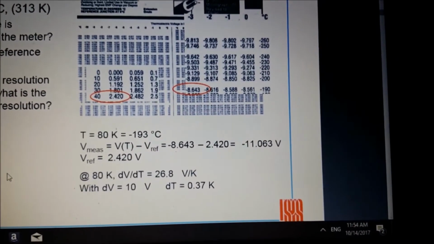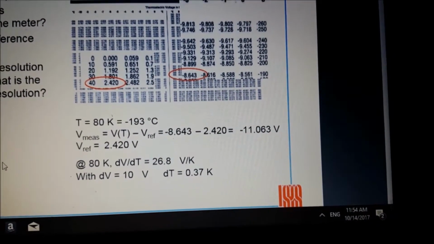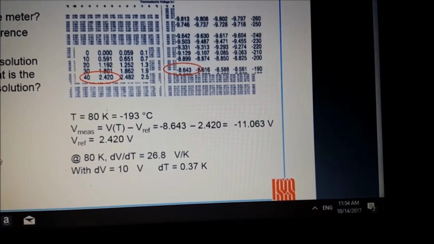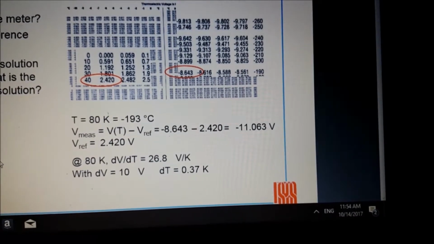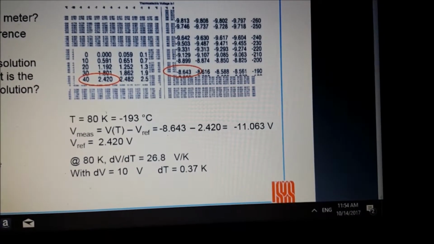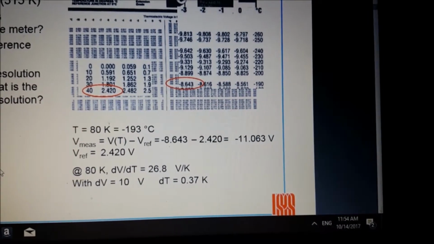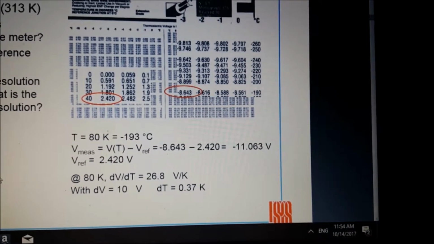So then we have 80 Kelvin and dV over dT is equal to 26.8 volts per Kelvin. With dV is equal to 10 volts, therefore the derivative of temperature is equal to 0.37 Kelvin.